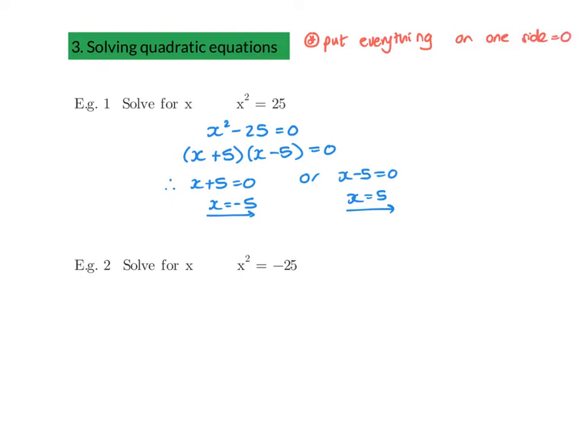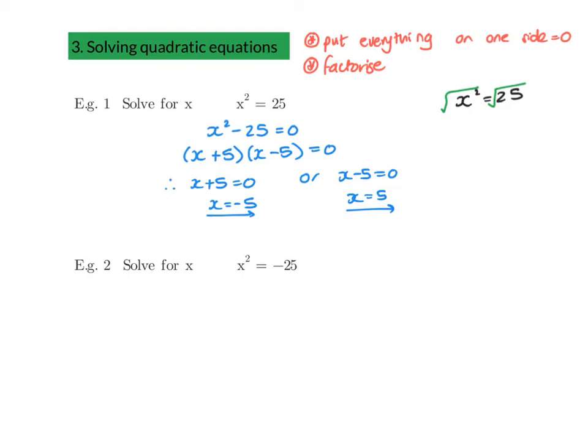And so I'm setting everything equal to 0, and then I'm going to factorize. And then I solve each factor to solve the equation. Now let's go back to what I said at the beginning. What if you try to do this equation like this? X squared is 25, and you try to square root both sides.